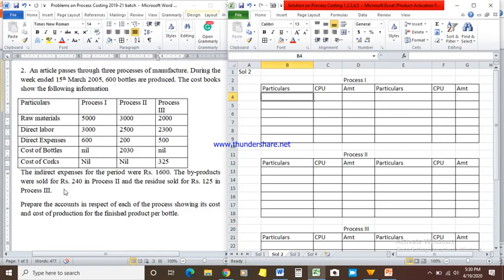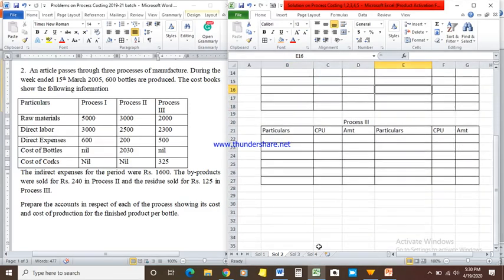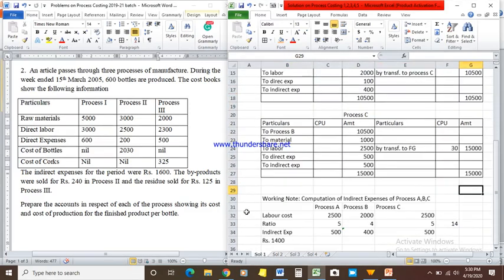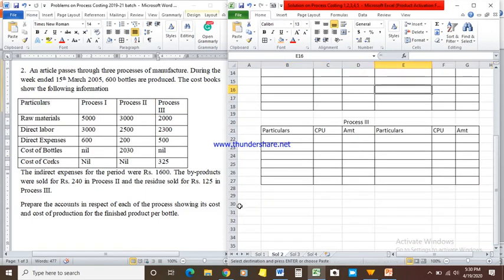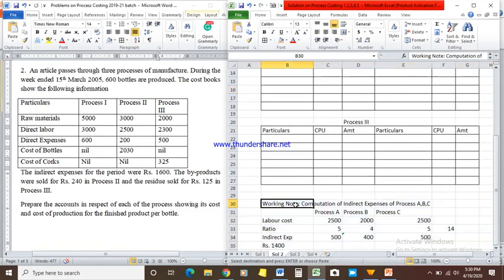Again here also, before we go for preparation of process costing, since the indirect expenses for the period is given as 1600, if nothing is mentioned, it needs to be recorded based on the direct labor cost. So again I just take one small working note, the information we did in the previous one. So computation of indirect expenses of process.